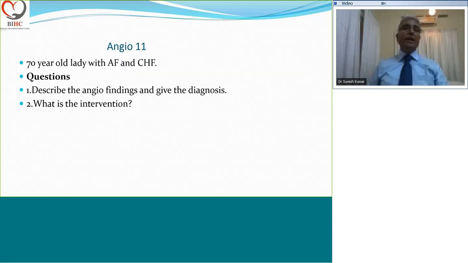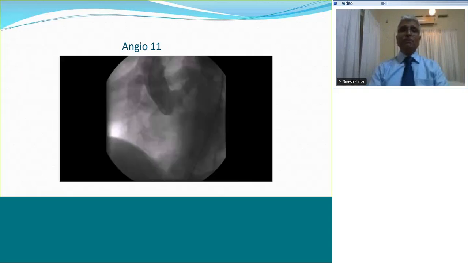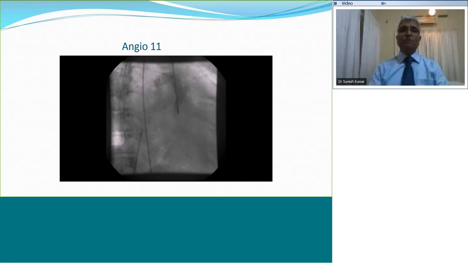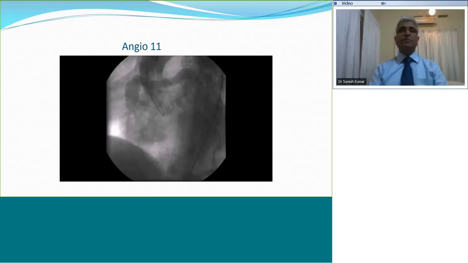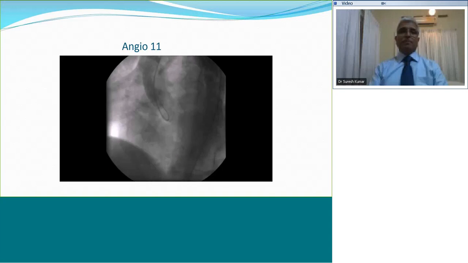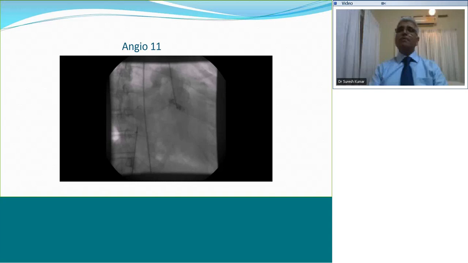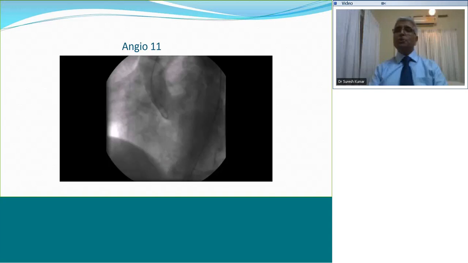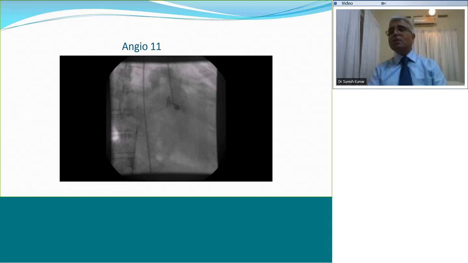Okay, here we go. Angio 11. From the newborn to a 70-year-old lady with atrial fibrillation and congestive heart failure. Describe the angio and give the diagnosis, and then tell me what's the intervention. It's all in one film. 70-year-old lady in atrial fibrillation and cardiac failure. Aortic root angio. Tell me what is CCF?